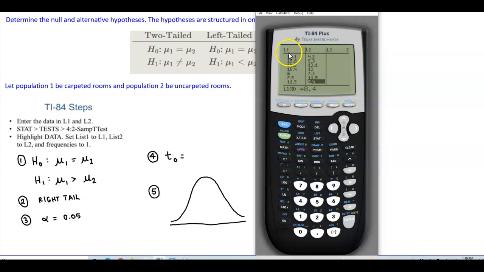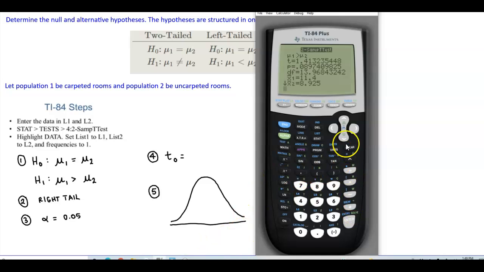So now that we have our L1 and L2, we're going to go to stat, and then we're going to go to tests. So we're going to scroll to the right, select test, and go down to 2-sample t-test, so going down to number 4, and then select enter. Now we plugged in the data, so we're going to leave it as data. Make sure data is flashing here. List 1 is L1. List 2 is L2. The frequency is 1, and this frequency is 1. And then we want to make sure that we select the greater than symbol. So select enter. Pooled should be flashed as no. And then we're going to select calculate.